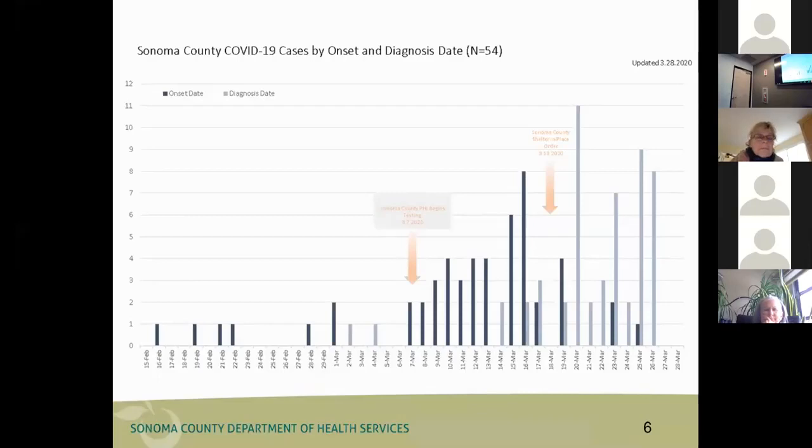So you can see that we've had cases dating all the way back to February 16th, just trickling in. And then on March 7th, when we begin testing, of course, we start seeing more cases in the light blue, but you can see the onset dates are stretching back quite a bit farther than that. And hopefully, as we continue to see this, we'll flatten our curve.